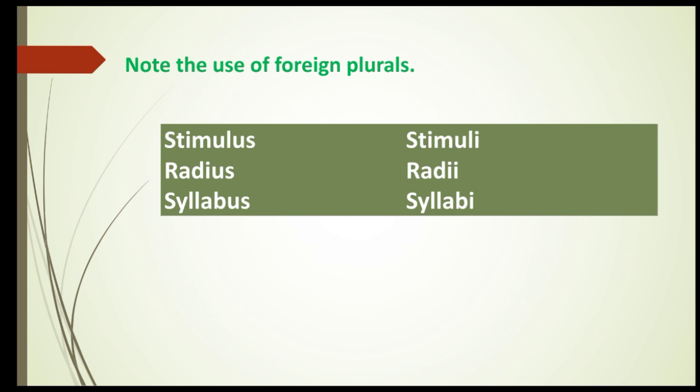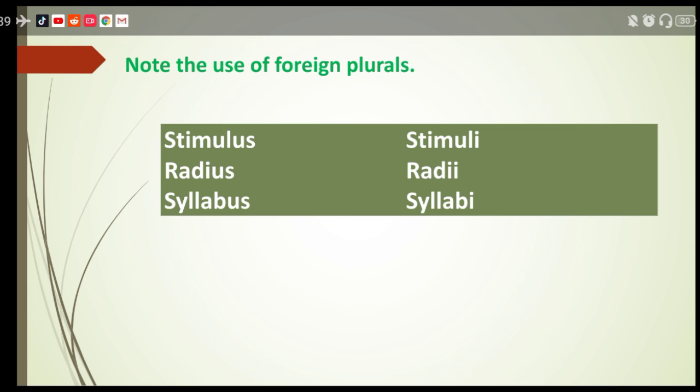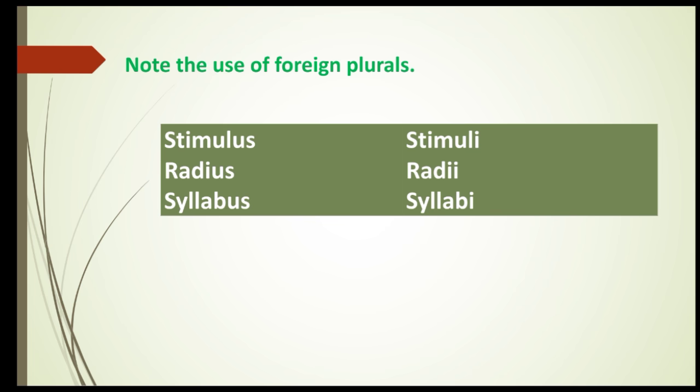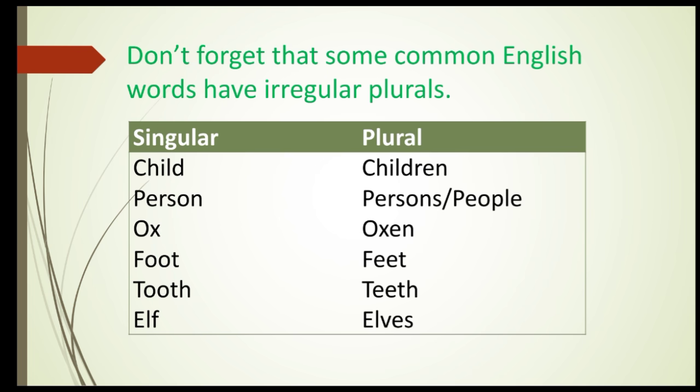Okay, another example, stimulus, stimuli, radius, radii, syllabus, syllabi. Ito naman yung mga foreign words or foreign nouns ending with US, singular yon. And then, to form their plural, papalitan natin yung US ng I. Yan. So, stimulus, stimuli. Okay? So, dapat aware tayo sa singular and plural form of the nouns na ang singular ay hindi palaging walang S at ang plural ay hindi palaging may S kasi we have also our foreign plurals. Okay, next.